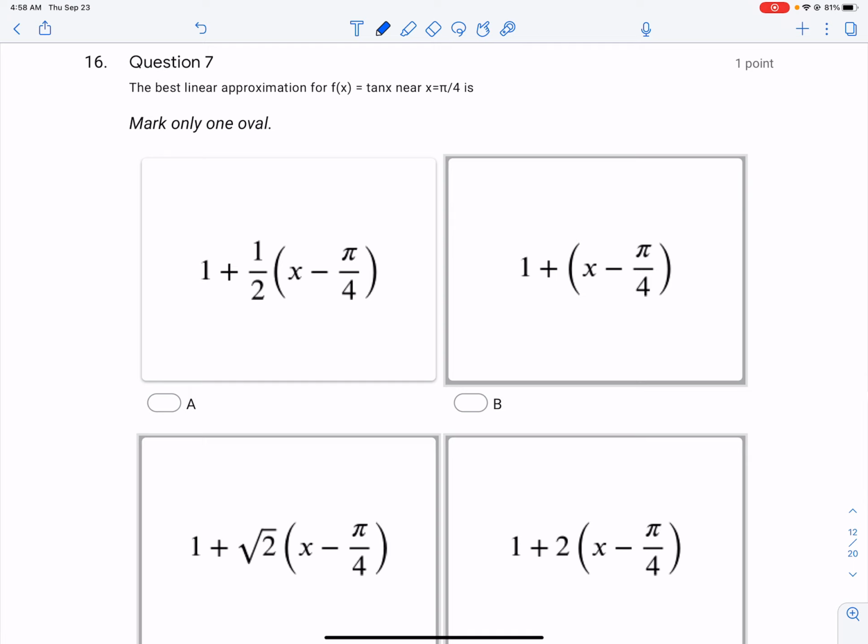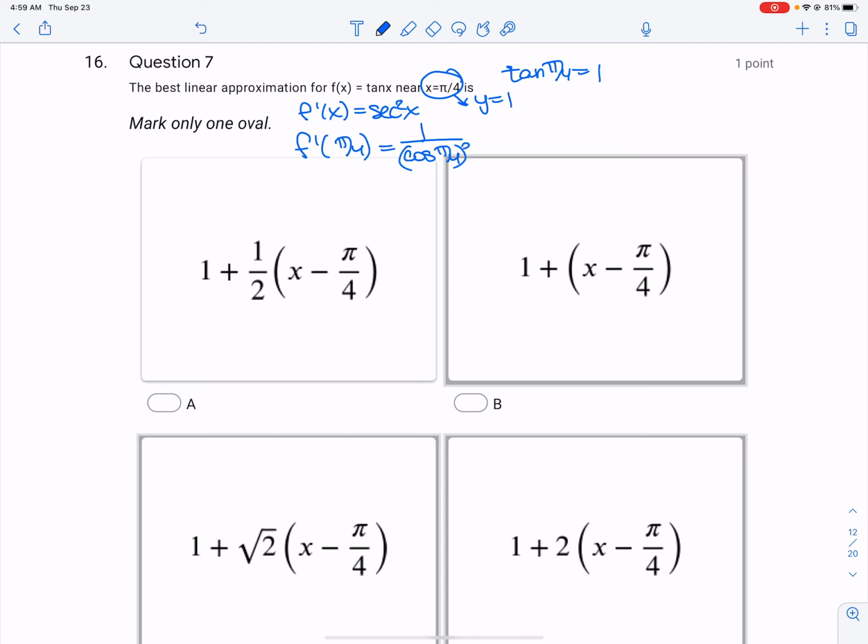Here's question 7. So I want the best linear approximation, which is the equation of the tangent line. So the derivative of tangent, f prime of x, is equal to secant squared of x. I want x equal to pi over 4, so the tangent of pi over 4 is equal to 1. So when x is equal to pi over 4, y is equal to 1. So I want f prime of pi over 4, which is 1 over cosine of pi over 4, the quantity squared. So then that is 1 over root 2 over 2, squared.